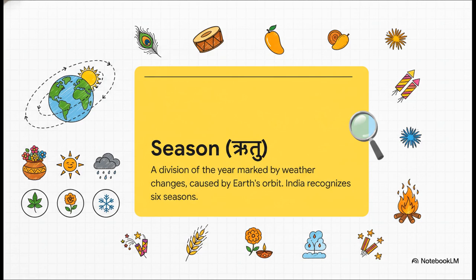And where do seasons or ritus fit in? Well, if climate is the movie, think of seasons as the recurring scenes that happen every year. They're the predictable cycles of weather within that long-term climate, all thanks to our planet's trip around the sun. And in India, we traditionally recognize 6 distinct seasons, each with its own unique feel.